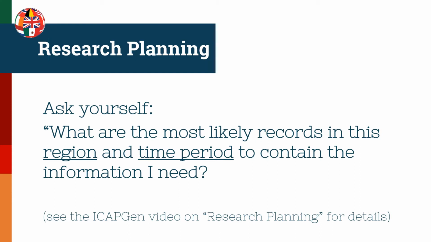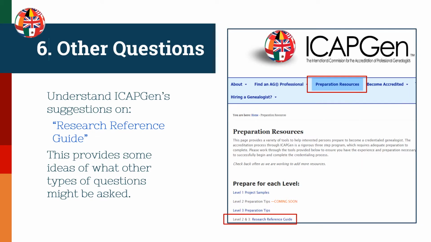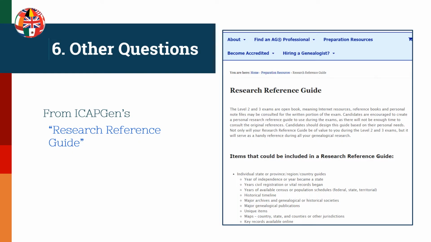One suggestion on approaching these research planning questions is to ask yourself, what are the most likely records in this region and time period to contain the information I need? You can also watch the ICAPGen video on research planning for more details. The final category on your test would be other questions that are applicable to your region. One way to prepare for this is to understand the suggestions on ICAPGen's Research Reference Guide page. This provides some ideas of what other types of questions might be asked. Here is what the beginning of that Research Reference Guide page looks like, and you can see that they will have specific suggestions.